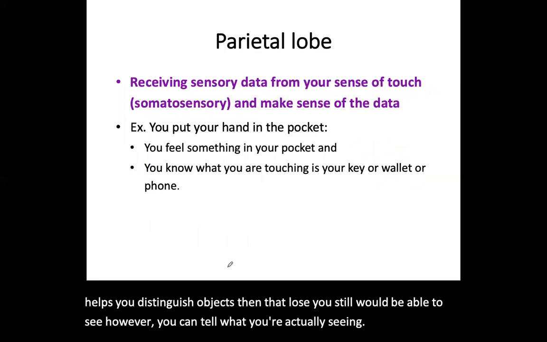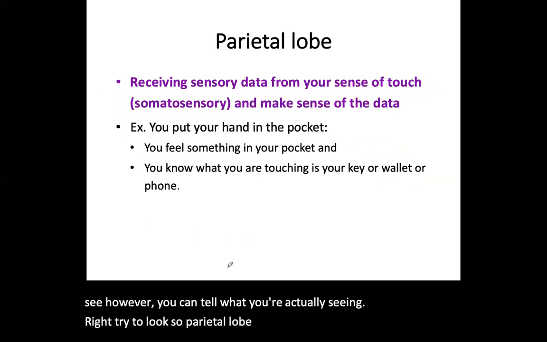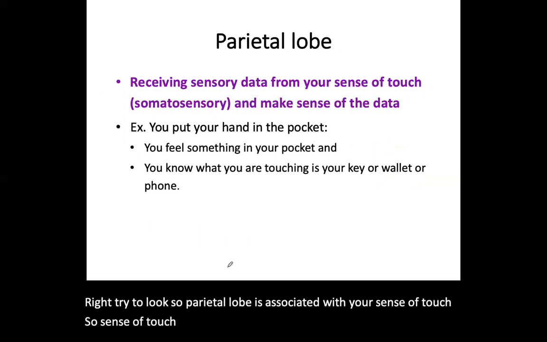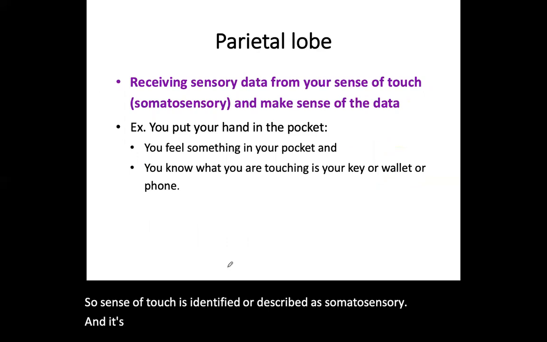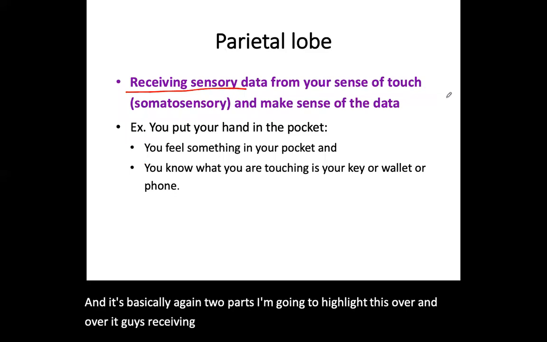Parietal lobe. The parietal lobe is associated with your sense of touch. Sense of touch is described as somatosensory. And it's basically, again, two parts. I'm going to highlight this over and over, guys. Receiving the sensory data, and then what? The second part is making sense of that data.